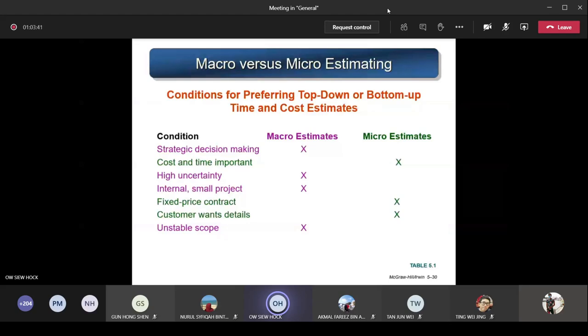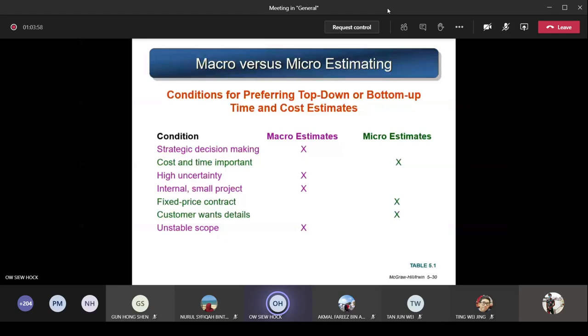So if cost and time are important, and the customer says the cost amount you give me must be quite accurate, then you have to do micro estimate. Micro means very detailed estimation. If you have high uncertainty, not very sure what the project is, the scope is not very clear, things like that, then you use macro.